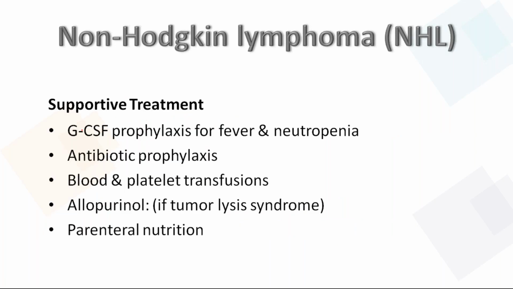Supportive therapy, in addition to that: granulocyte colony stimulating factor, sometimes as prophylaxis, and when there is severe neutropenia you have to use it, and also when tumor lysis syndrome is there. Antibiotic prophylaxis for secondary infections, blood and platelet transfusion depending upon the bone marrow involvement. Allopurinol, especially if TLS is there, to reduce the uric acid concentrations, and parenteral nutrition when the patient is not able to take orally.